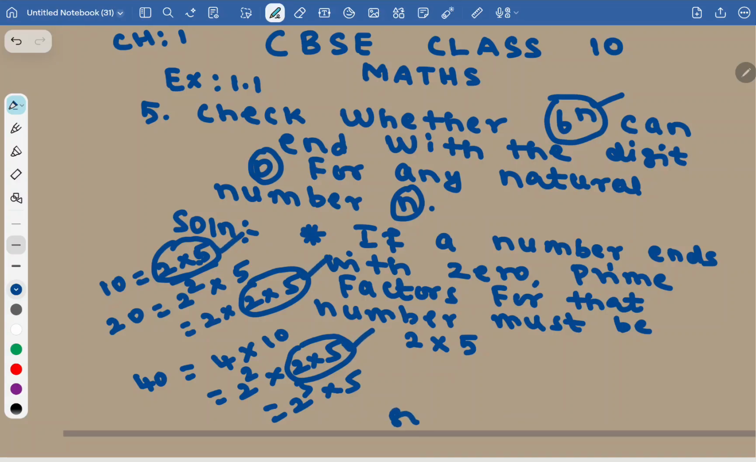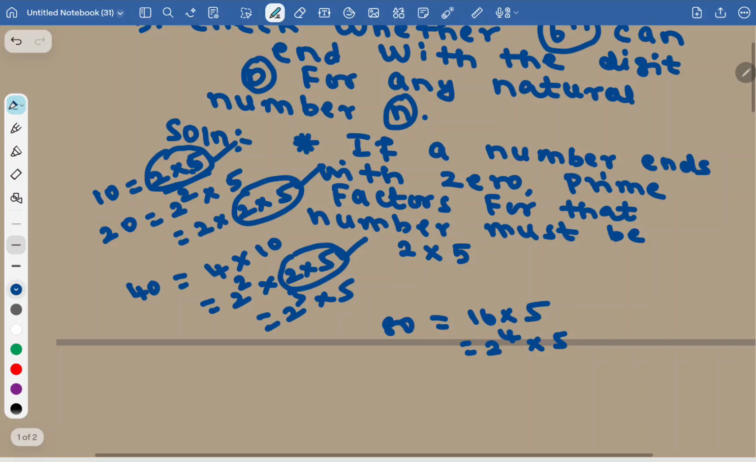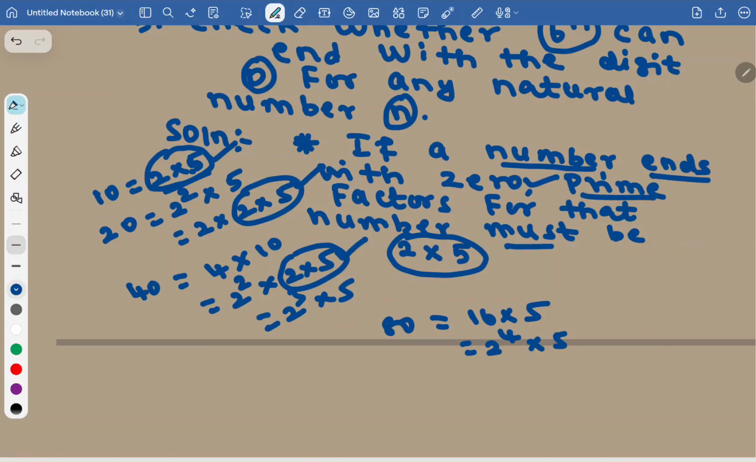For example, we go for 80. 80 means 16 into 5, and 16 into 5 means 2 power 4 into 5. Here also I am getting the factors 2 and 5. Therefore, which is very important, for a number that ends with 0, the prime factors must include 2 into 5.